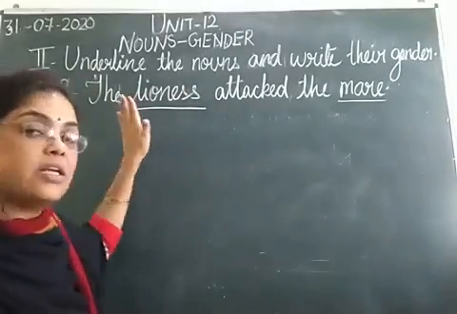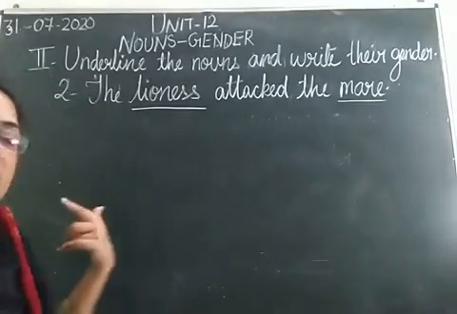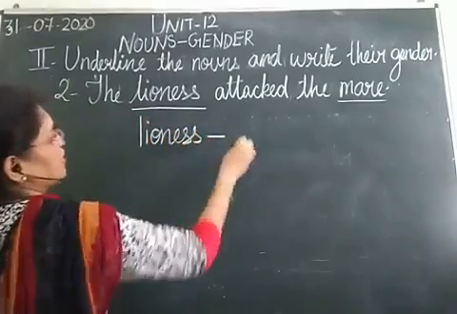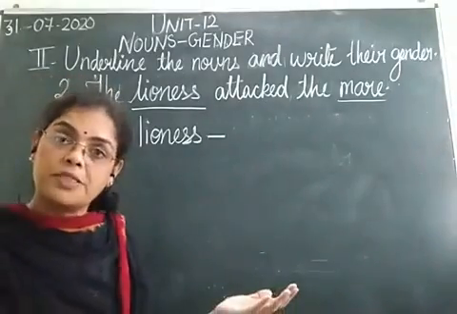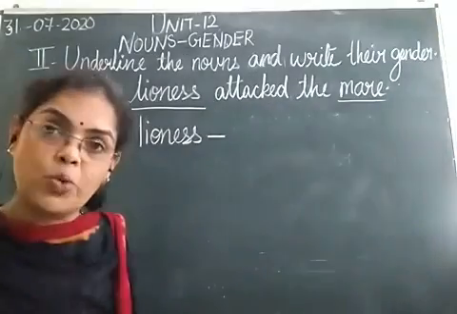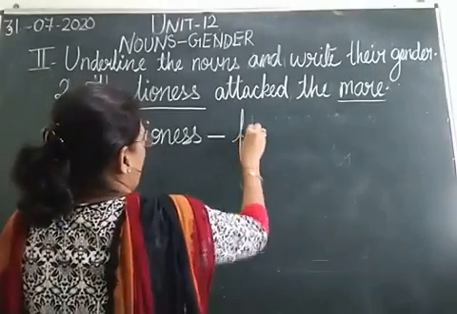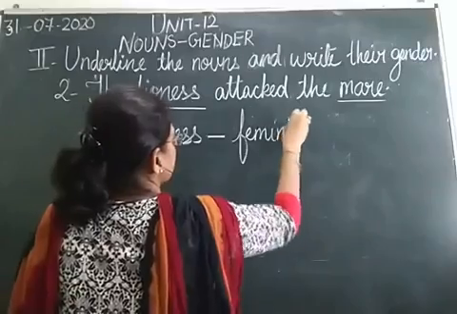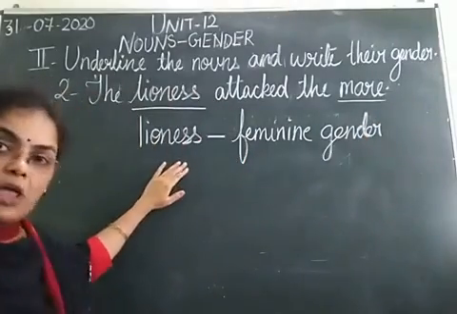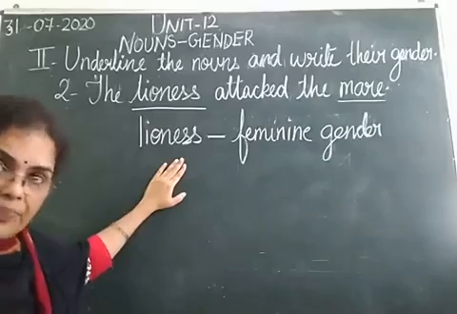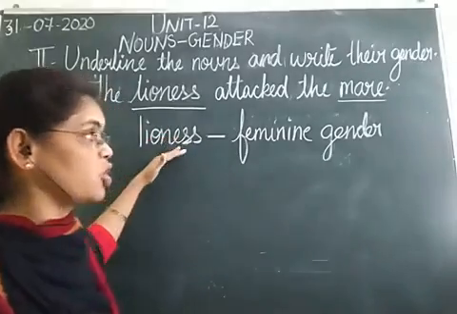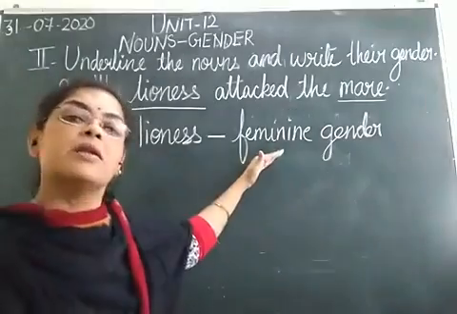Now, we need to identify the nouns and then tell which gender each denotes. So students, lioness. What is the opposite gender of lioness? Lion. Lion masculine gender है, तो lioness बेटा कौन सा gender हुआ? Feminine gender. Lioness denotes a female. This is a noun which denotes the female. So it is of feminine gender.